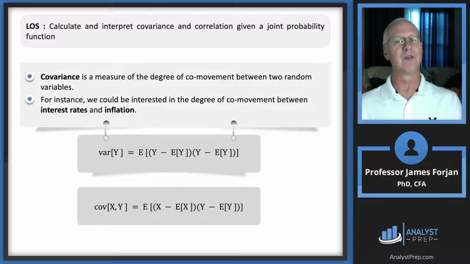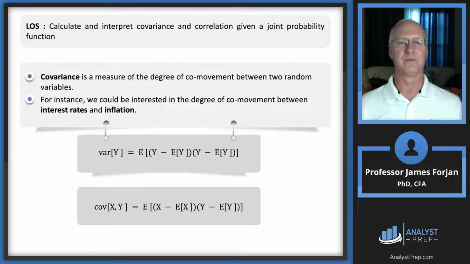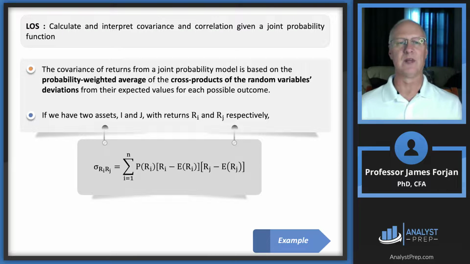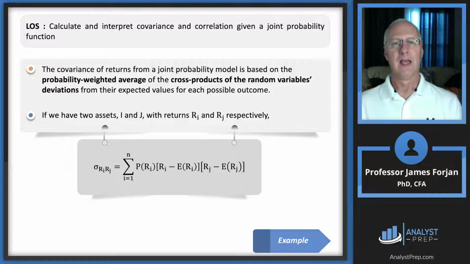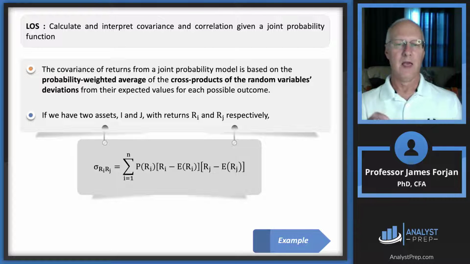We take each possible outcome for x minus its mean value, and we multiply that by each possible outcome for y minus its expected value. So look at the example we have in that second circle point. We might be interested in the degree of co-movement between interest rates and inflation. Oh my gosh, that makes perfect sense. Now, of course, we can throw probabilities in there, and you shouldn't be surprised that we're going to. This is just going to be a probability weighted covariance between the assets. So this equation and that equation are the same equations, but instead of x's and y's, we use the notation.